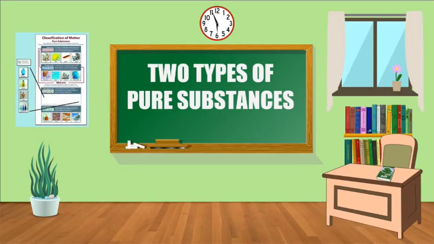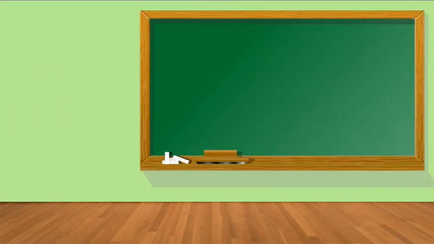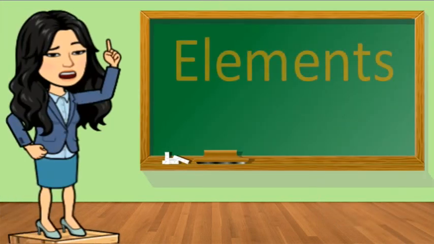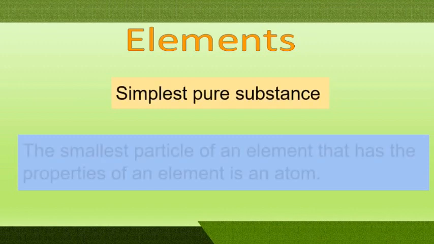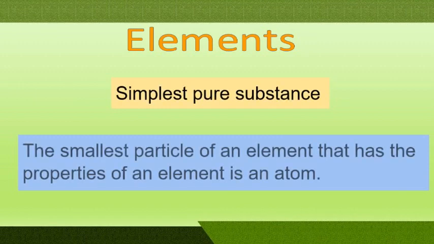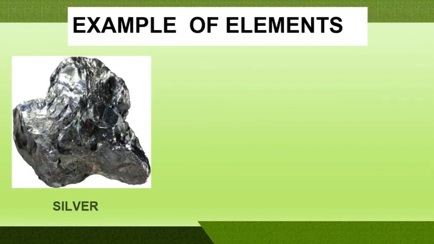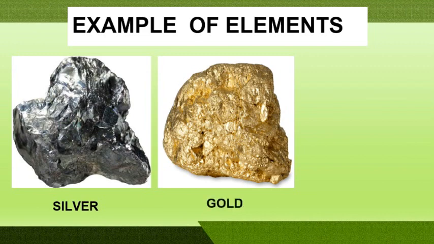There are two types of pure substances: elements and compounds. Elements are the simplest pure substance. It cannot be broken down into simpler substances. The smallest particle of an element that has the properties of an element is an atom. Examples of elements are silver, gold, and sulfur.